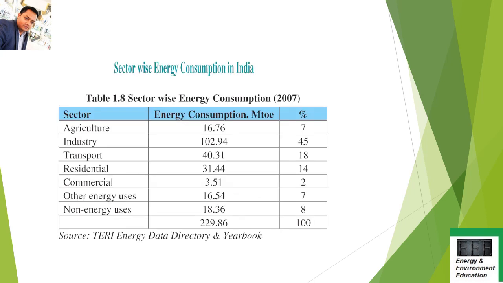As far as sector-wise energy consumption in India is concerned, agriculture is 16.76 in terms of MTOE, million tons of oil equivalent, and 7% as a percentage. Industry you see 45%, transport you see 18%. So these are different percentages. It's old data, 2007 based data. It's not exactly the same in the present scenario, but you have to remember the same data given in the book, in the chapter, and the questions will be based on that data only.